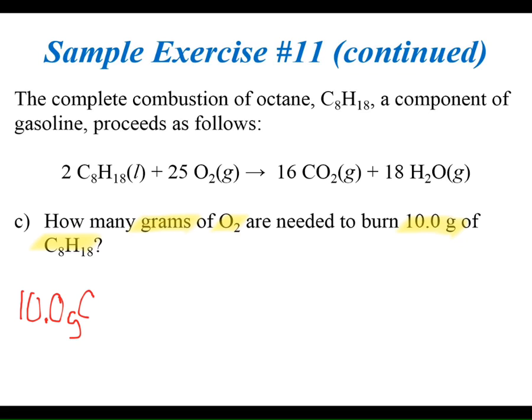10.0 grams C8H18. Okay, what's the only thing you can do when you have mass? You should all be screaming at me, molar mass! So find the molar mass of C8H18. 8 times 12 is 96, and 18 is 114.26. Double check that, but I think that's right.